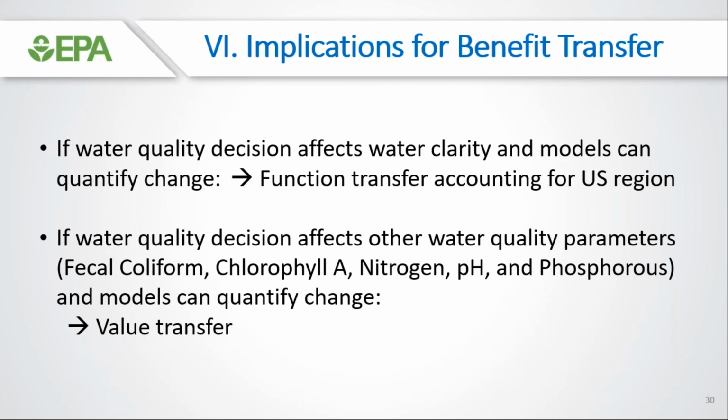However, if the water quality decision affects other water quality measures and those changes can be predicted, the best we can do is the mean summary transfer, which would have the same elasticity across all regions. Next slide.